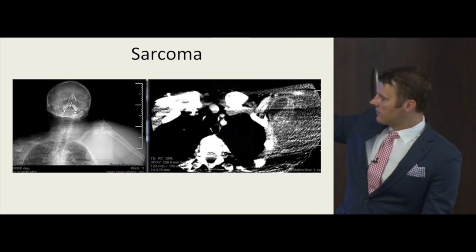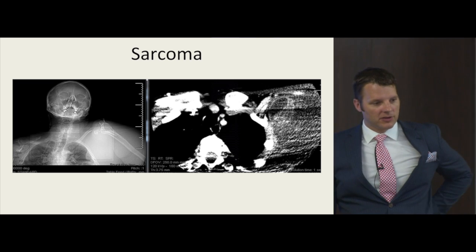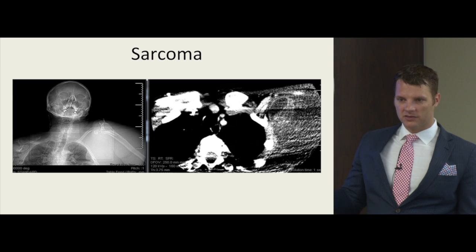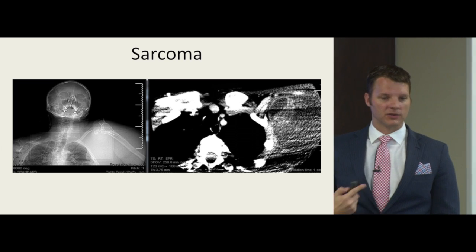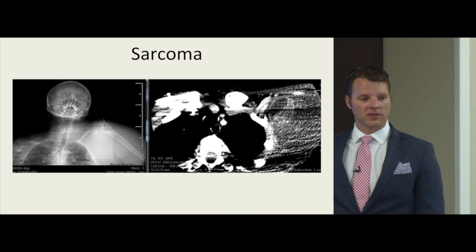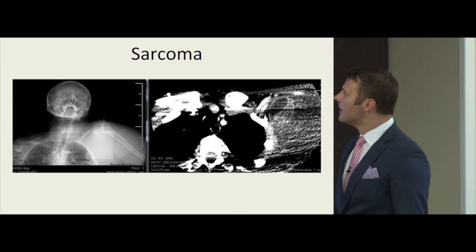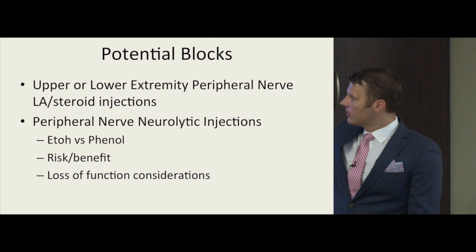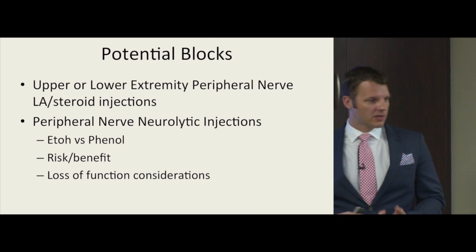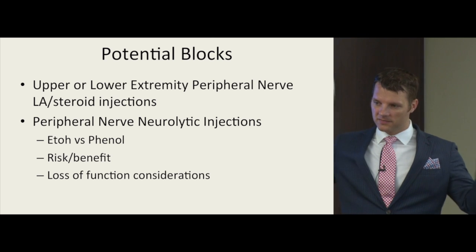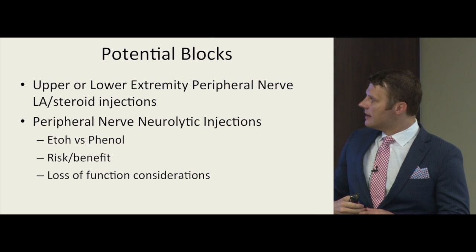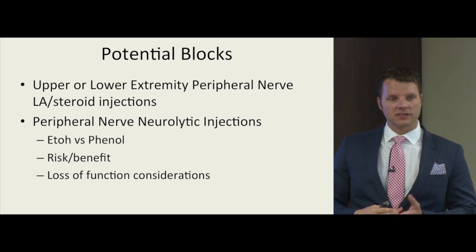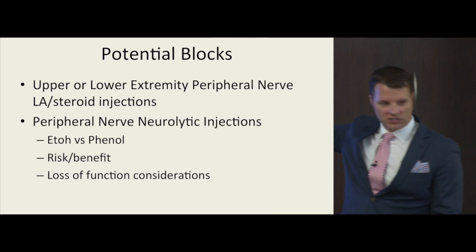Here's a sarcoma that's again involving the left shoulder and also into the left scapular region, with involvement of all those nerves. This is a painful, nasty cancer, and these patients are desperate for pain relief. Again, they fear the pain more than they fear the cancer or the treatment. Potential blocks for these patients: you can do upper or lower extremity peripheral nerve injections with local anesthetic or steroid that potentially decreases some of the pain response. If that works, you can do repeated injections. You can also consider doing ablative therapies or neurolytic injections.